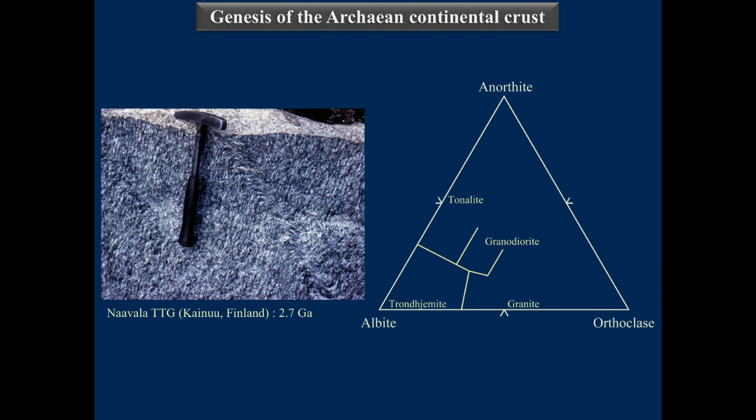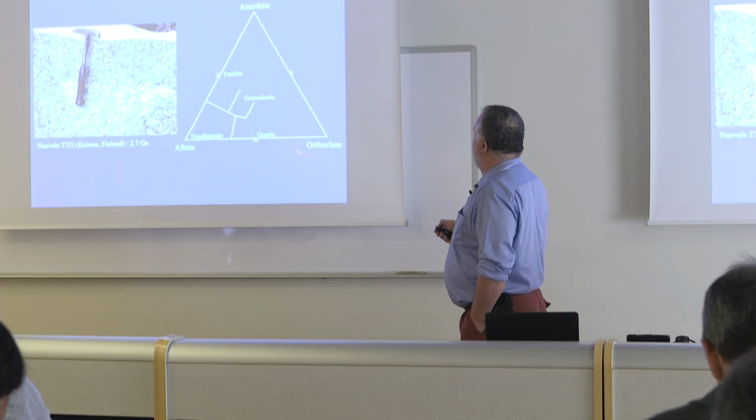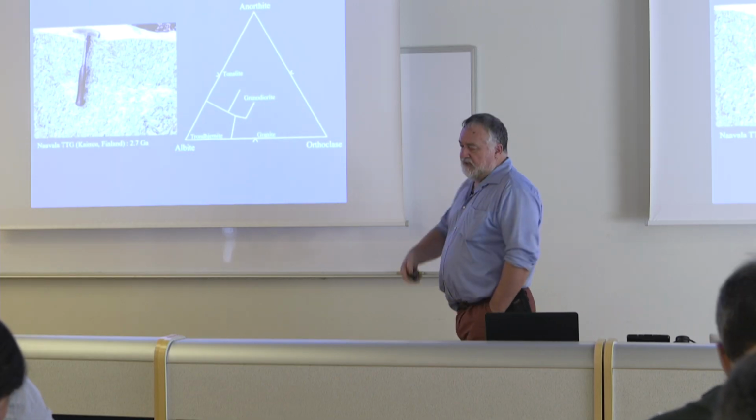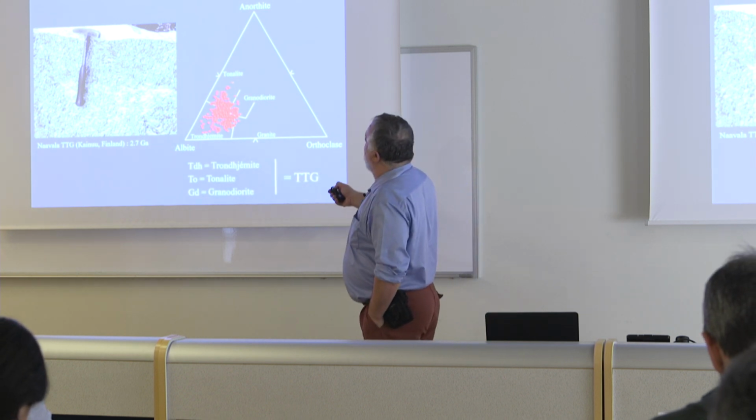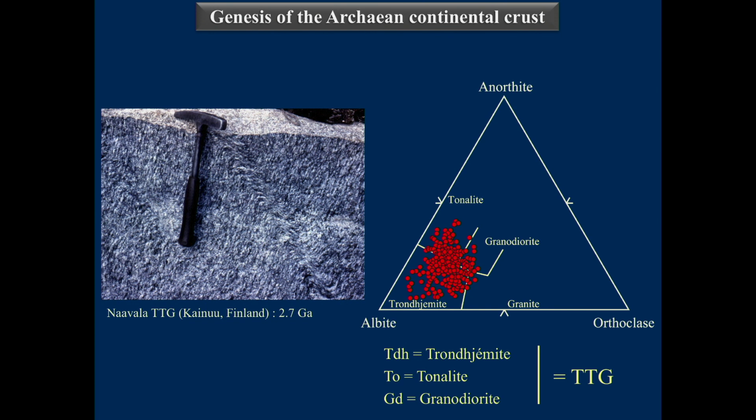The granito is a granite and gneiss basement. So that I call also grey gneiss. And if we plot the composition of these rocks in a diagram with calcium feldspar, sodium feldspar, and potassium feldspar, we can see that most of the rocks plot in the fields of tonalite, trondhjemite, and granodiorite.